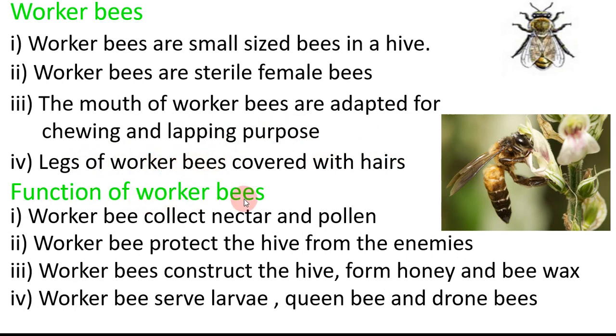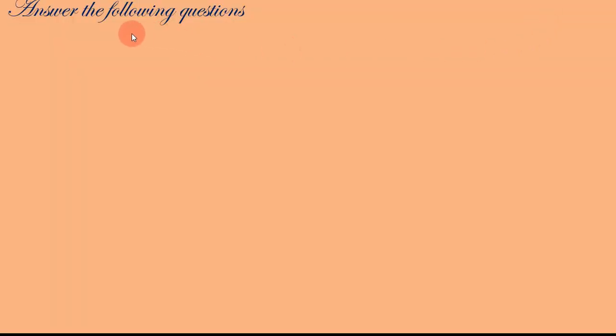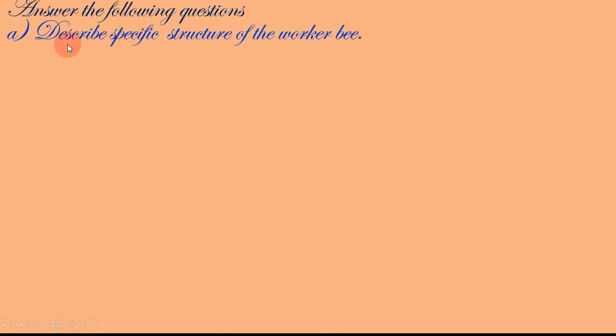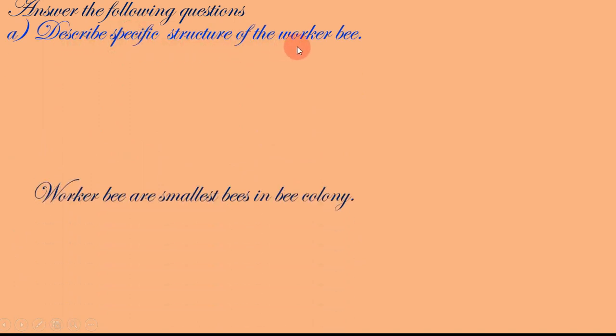And the functions of worker bees: worker bees collect nectar and pollen, worker bees protect the hive from enemies, worker bees construct the hive, form honey and bee wax, and worker bees serve larvae, the queen bee, and drone bees. Now we have some questions and answers regarding the worker bees. The first question is, describe the specific structure of the worker bee.